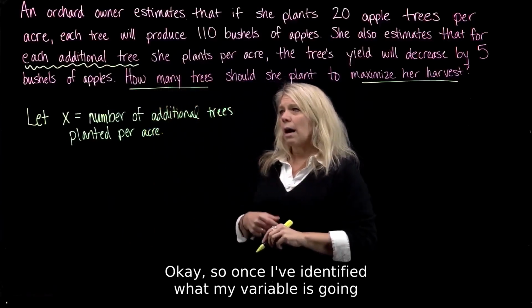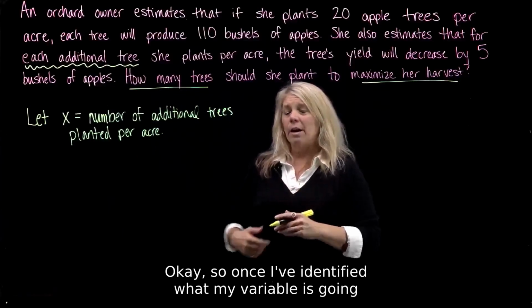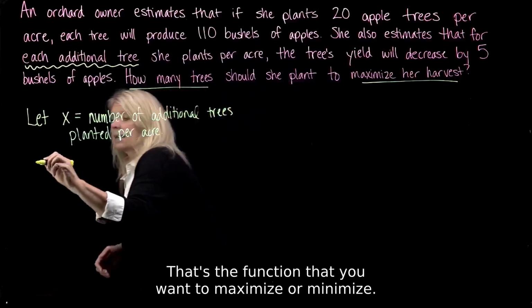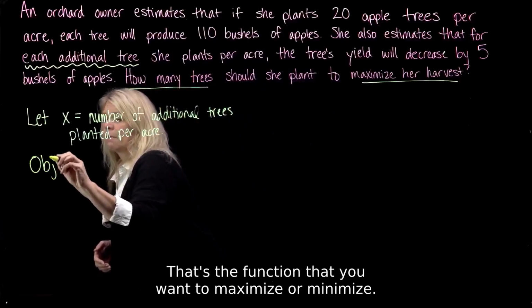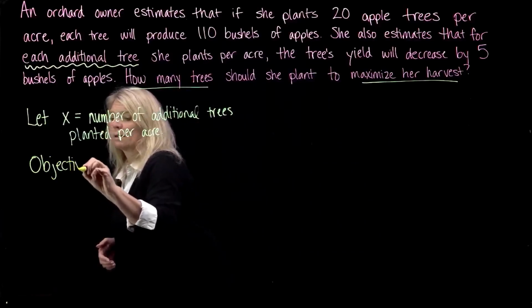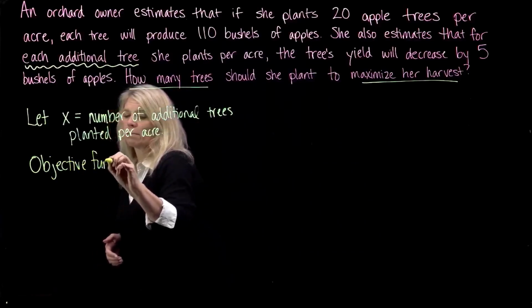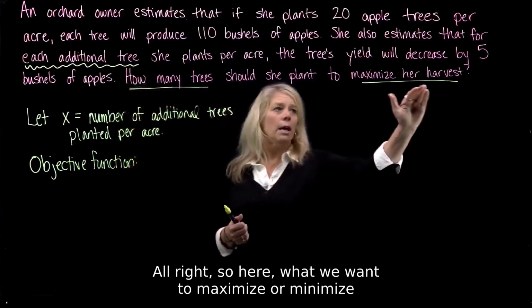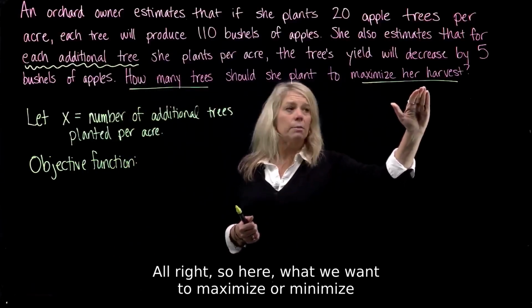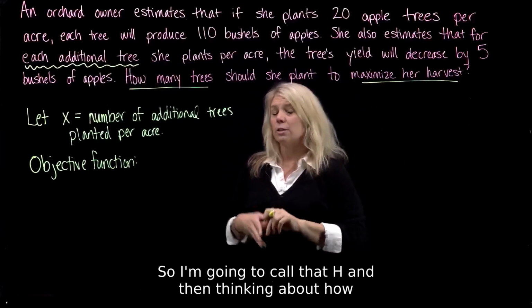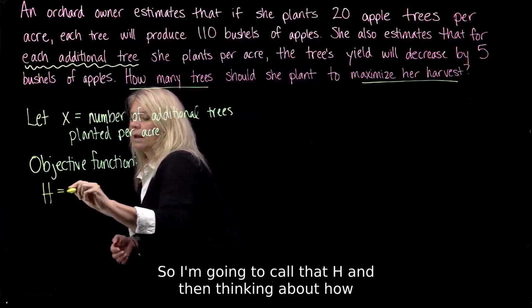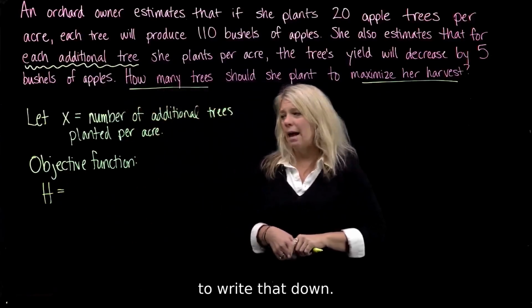Okay, so once I've identified what my variable is going to represent, I now need to write down an objective function. That's the function that you want to maximize or minimize. All right, so here, what we want to maximize or minimize is our harvest function. So I'm going to call that H. And then thinking about how to write that down.